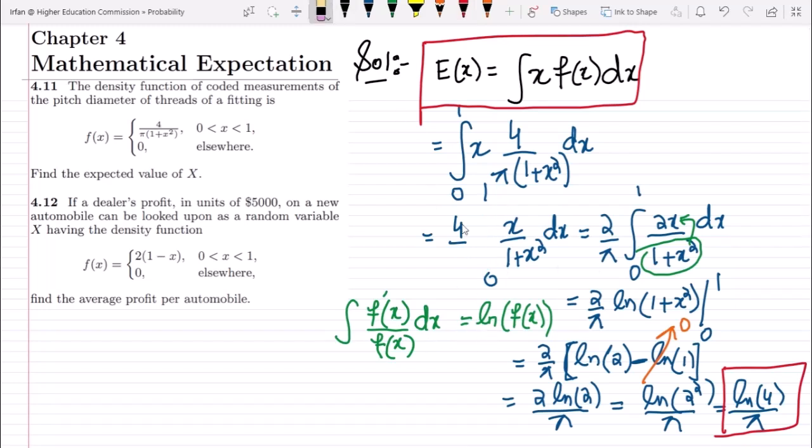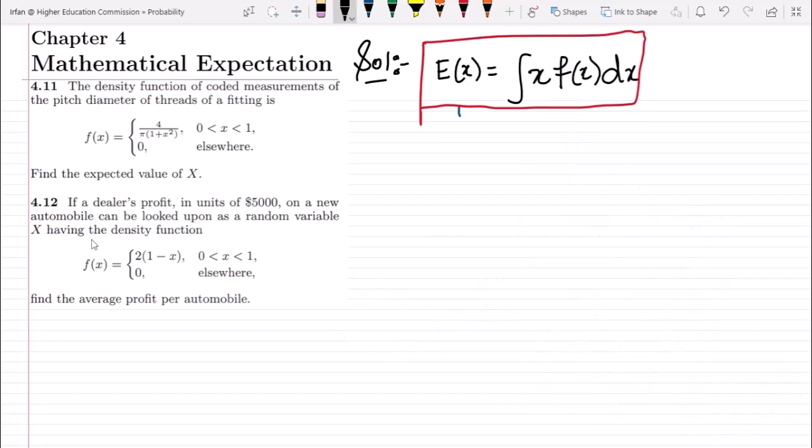Okay, so let me remove it. Now question 4.12: if a dealer's profit in units of $5,000 on a new automobile can be looked upon as a random variable x having the density function which is given here, find the average profit per automobile.